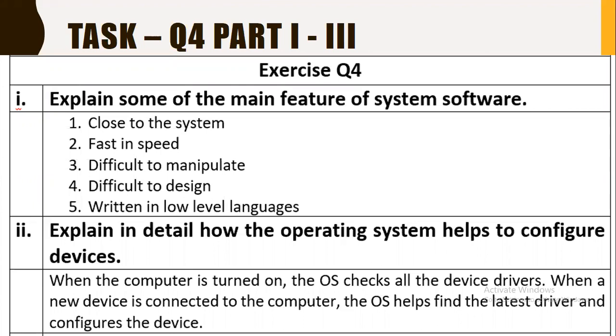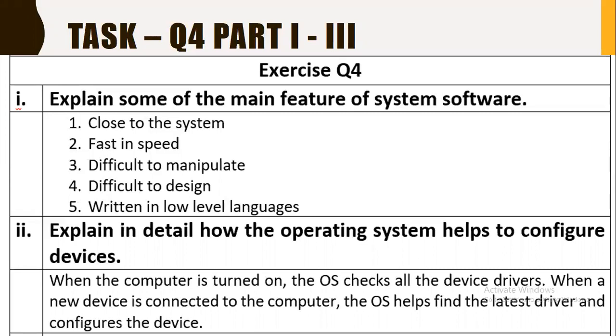This is question number 4, part 1 to part 3. This is the part that we have already discussed in our previous lecture, so I thought to cover the relevant questions from that part too. Question number 1, explain some main features of system software. You just have to mention the names, as I have mentioned: they are close to the system, fast in speed, difficult to manipulate, difficult to design, and written in low-level languages.